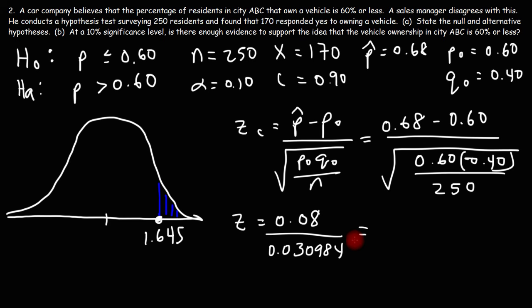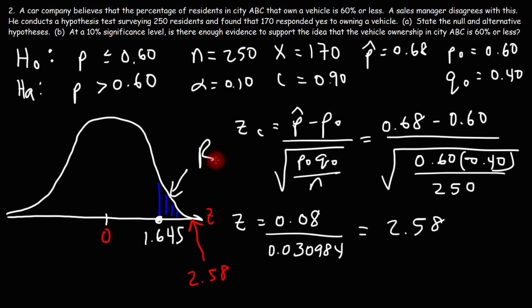So dividing those two numbers, our calculated z-value is approximately 2.58. So 2.58 is to the right of this number. Keep in mind this is 0 because we have the z-values on the x-axis. So 2.58 is in the rejection region. So therefore, we should reject the null hypothesis.